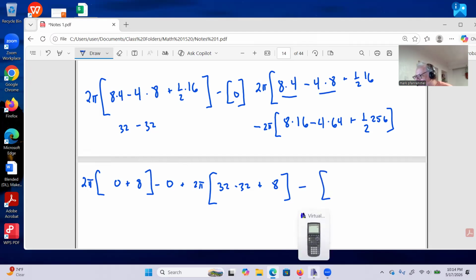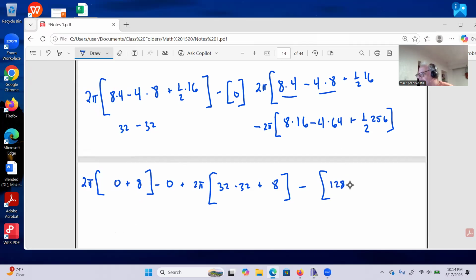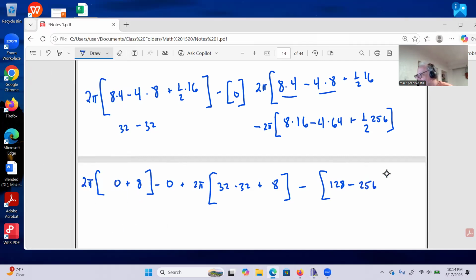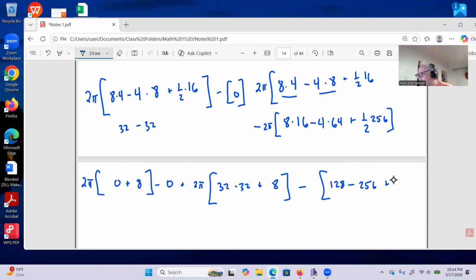Okay. And then we have minus, and now we have to deal with this. What is 8 times 16? I don't know offhand. So 8 times 16 is 128. Okay. So here's 128 minus, I wonder if 4 times 64 is going to be a nice surprise too. 4 times 64, that's 256. Okay. And then what is half of 256? Divided by 2 is 128. All right. So we have some nice little parts here. So 128 plus 128 is 256. 256 minus 256 is 0.